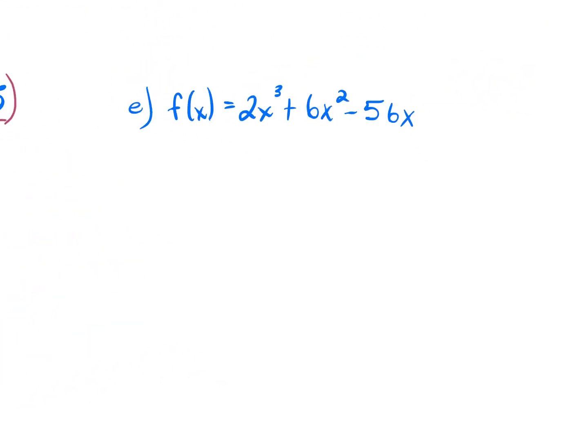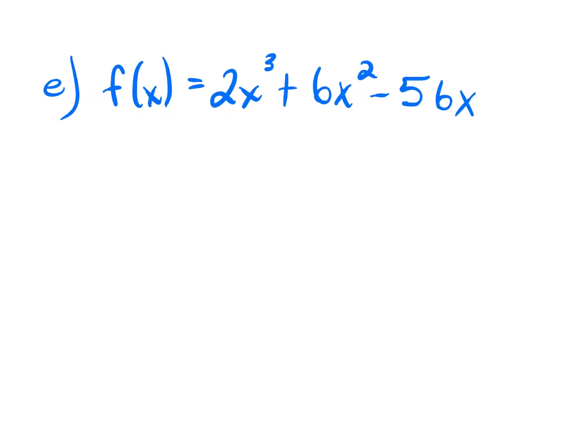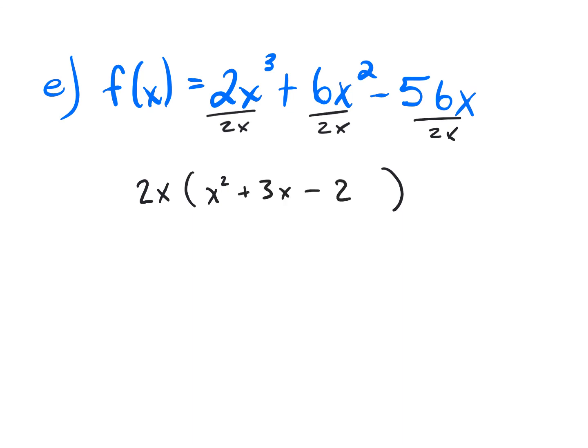All right, let's look at E. Take out the greatest common factor. What's my greatest common factor? 2x. So I'm dividing everything by 2x. So what am I left with? X squared plus 3x minus 28. Well, you can take, be like x plus 7, x minus 4. Awesome. From here, I factor my trinomial in the parentheses. That 2x just stays outside, hangs along for the ride.